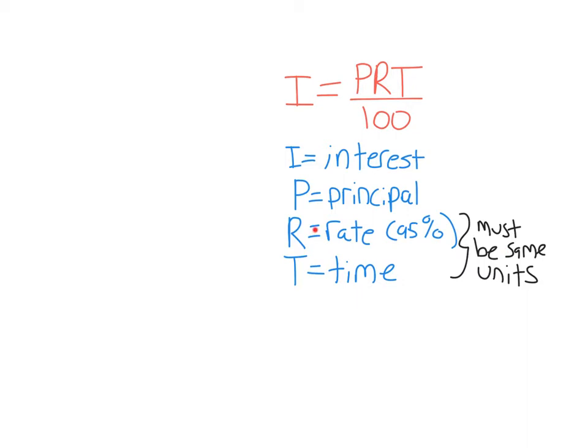Usually the rate, as it was on the previous slide, is per annum, per year, which means time would need to be in years. If R was the rate per month, T would need to be in months, and so on, for you to use this formula. So let's look at an example.